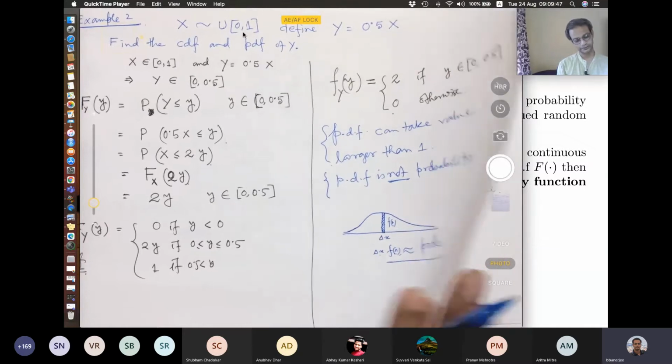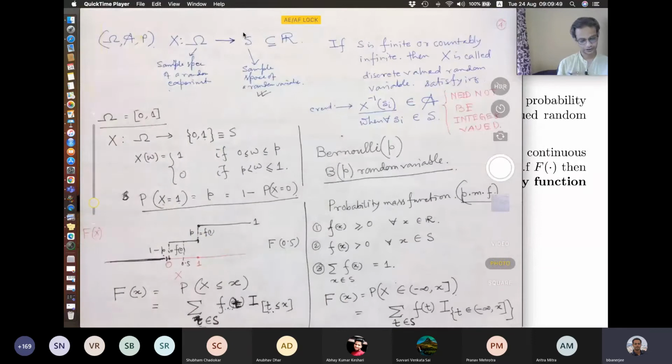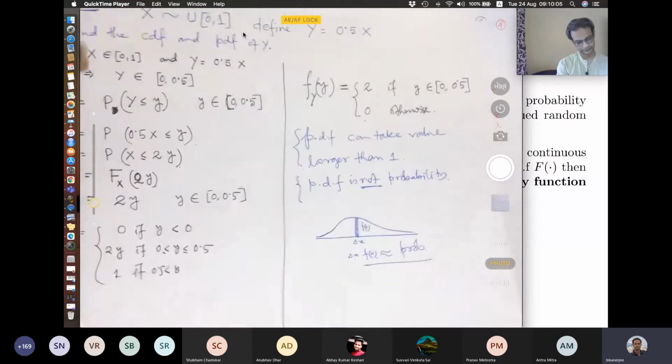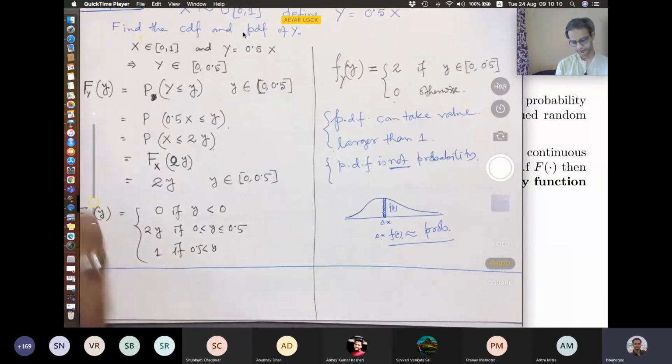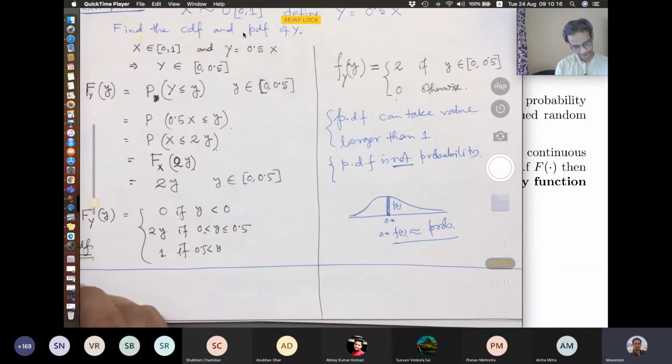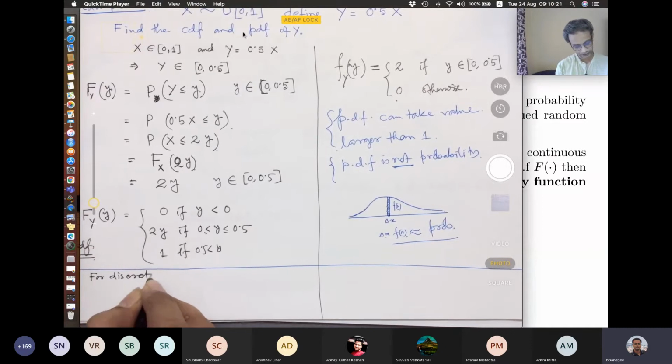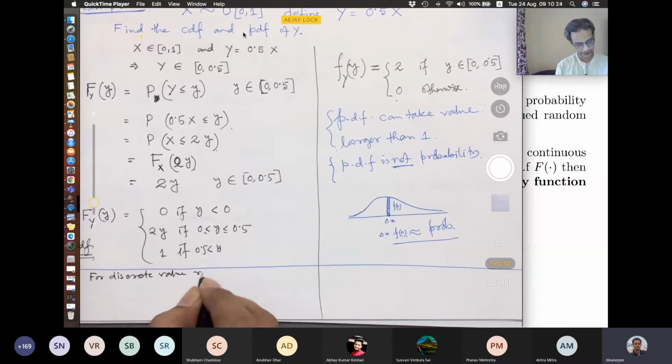But for the probability mass function, what you do is multiply by 1 and then take the sum. So let me just tell you what it is, for a discrete valued random variable.